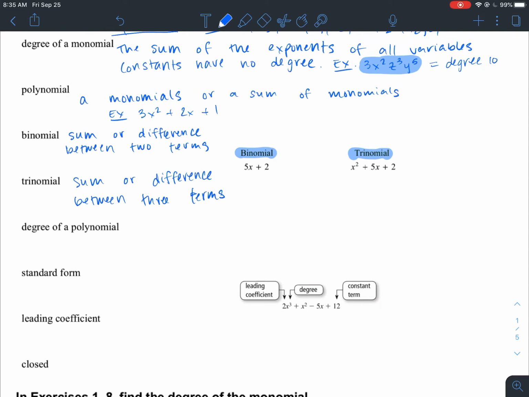All right, now the degree of a polynomial. This is the highest degree of all the monomials.